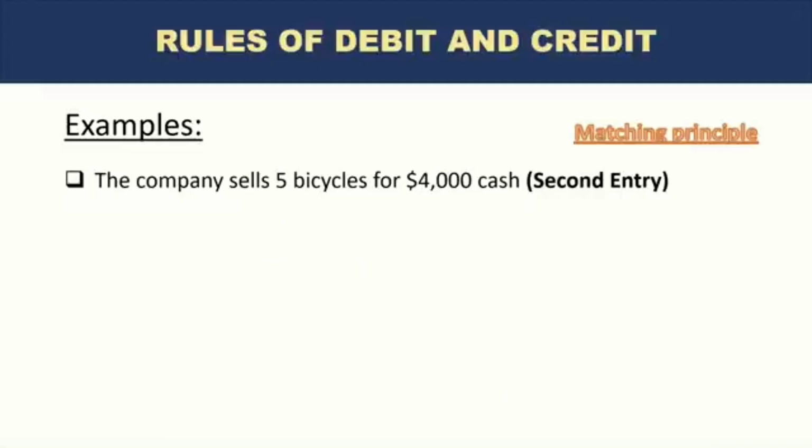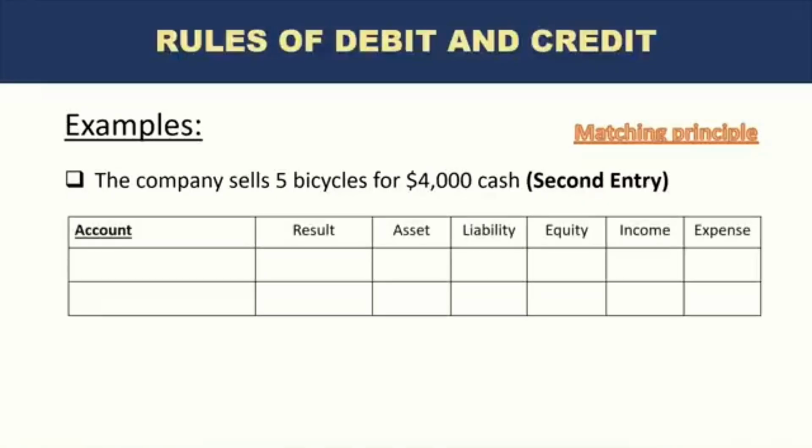The second entry for the same transaction, which is sales of 5 bicycles: now we apply the matching principle and record the cost. So originally those 10 bicycles were recorded as inventory. Now 5 of those need to be recorded as cost of sales. So one of the accounts that will be impacted is the cost of sales. What is the other account?